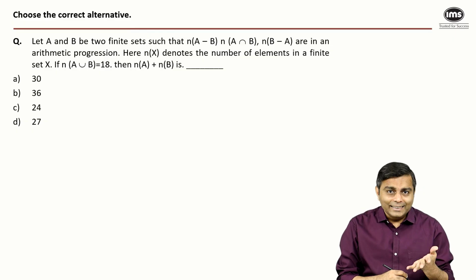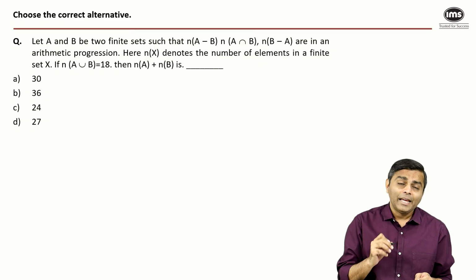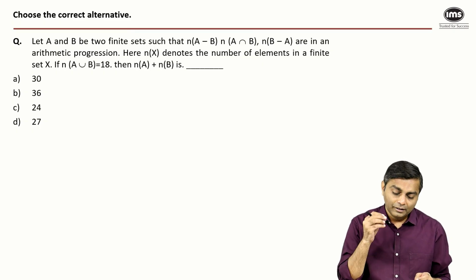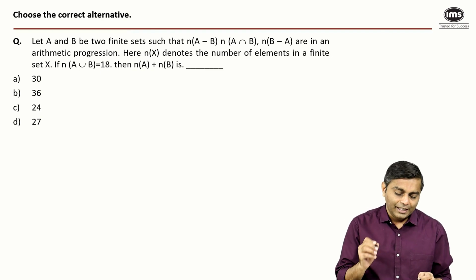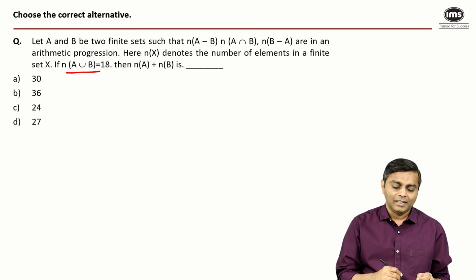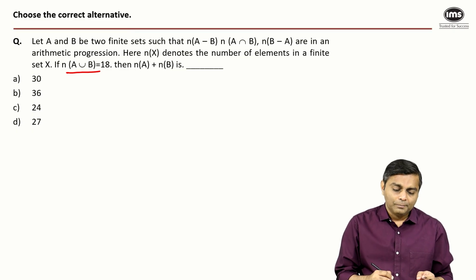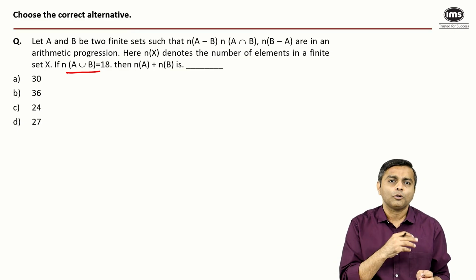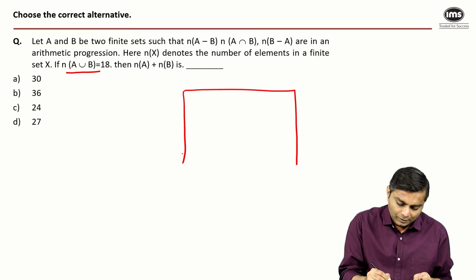Next question is on sets, but again, a moderate level question, simple to moderate, not very difficult, okay? A and B are two finite sets such that n of A minus B, the number of elements in A minus B, n of A intersection B and n of B minus A are in AP. They have said in AP, okay. n of X denotes the number of elements, and A union B they have given as 18. We are asked n of A plus n of B, okay. It's actually pretty simple. You can solve it theoretically also, but just so that more people can understand, I'm just going to draw a very simple diagram, starting with the universal set.